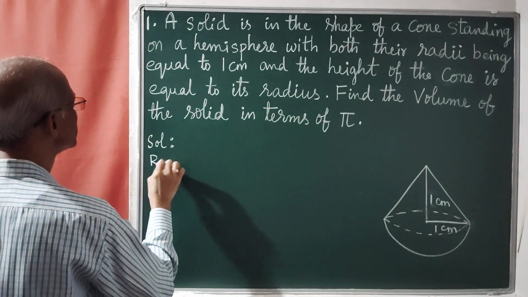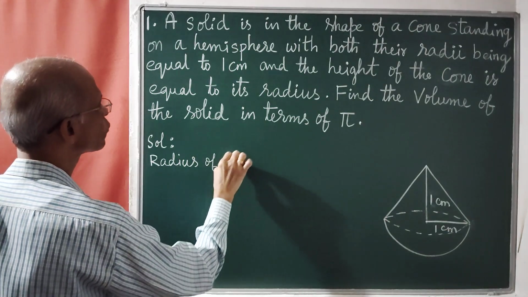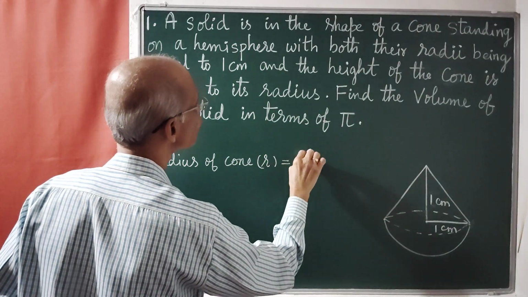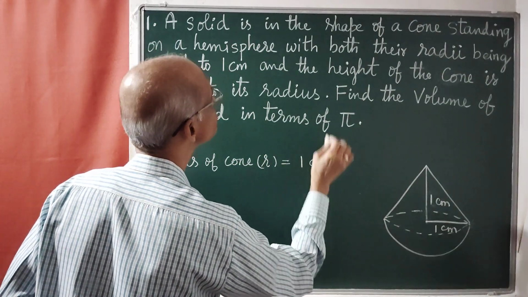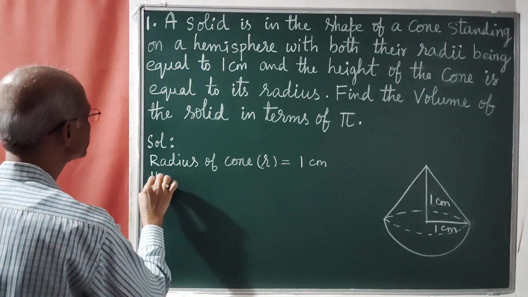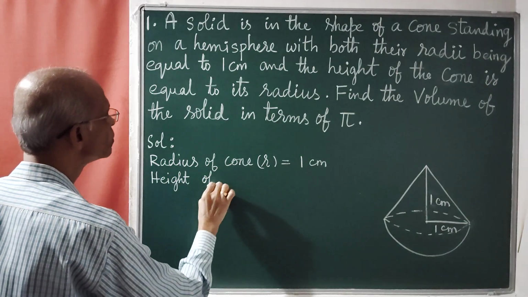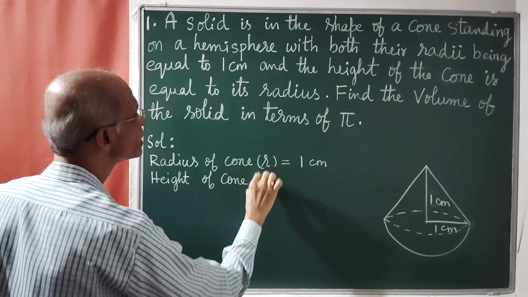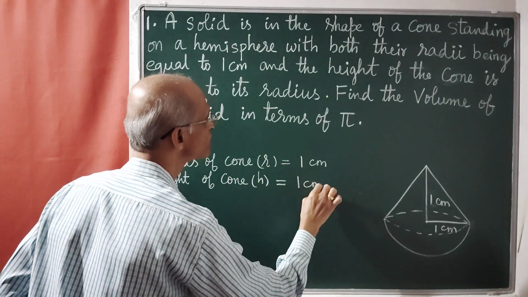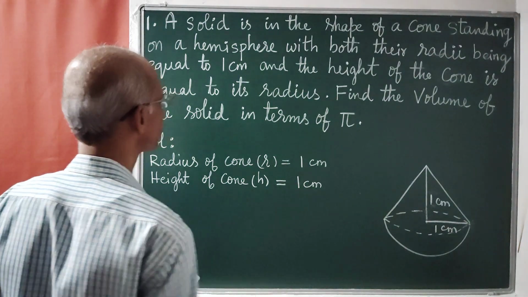Radius of cone is equal to 1 centimeter. Now height of cone, the height also is 1 centimeter, because the height of the cone is equal to its radius. So both are equal to 1.